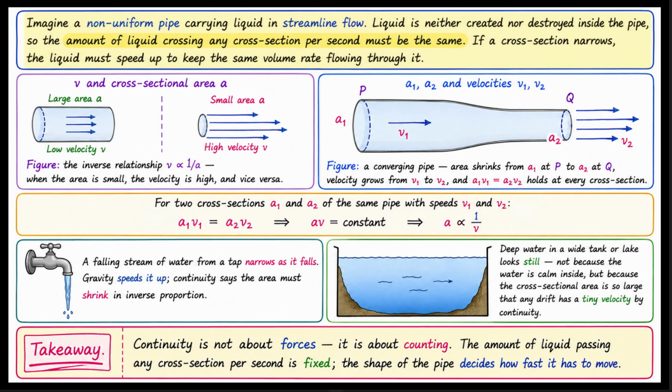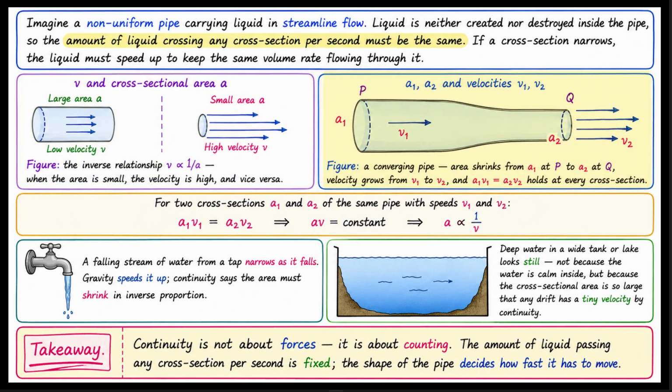Now imagine a non-uniform pipe carrying liquid in streamlined flow. Liquid is neither created nor destroyed inside the pipe, so the amount of liquid crossing any cross-section per second must be the same. If a cross-section narrows, the liquid must speed up to keep the same volume rate flowing through. That gives the equation of continuity. The area at section 1 times its speed equals the area at section 2 times its speed, so the product of area and velocity is constant along the pipe, and area is inversely proportional to velocity.